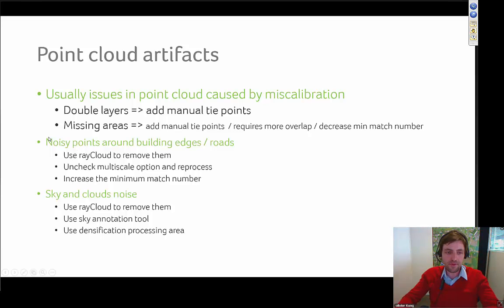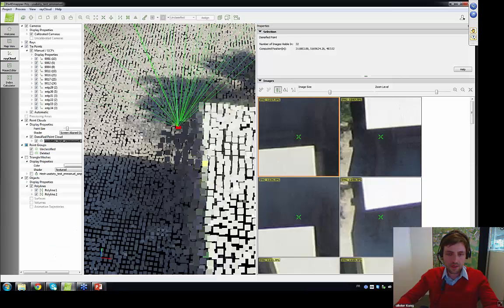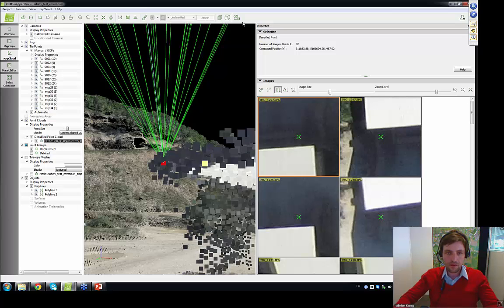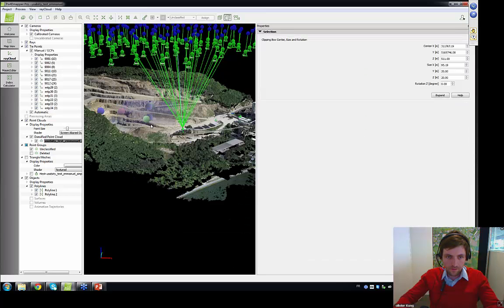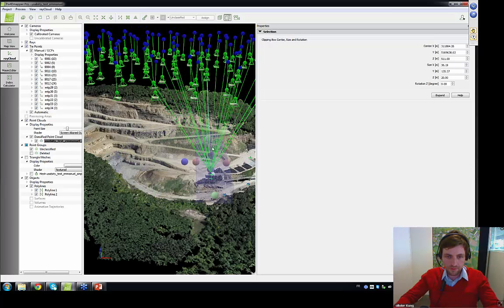But there are other types of issues that may happen, and this is the one I was showing now, which is the noisy points around building edges, and also very often on the roads, because the visual content of building edges and roads is much more difficult for the software to interpret to create 3D points. So here are 3 solutions we give to assess and improve these types of things. One of them is to use the ray clouds to remove them. So basically, you would go here, you would create a bounding box around your object.